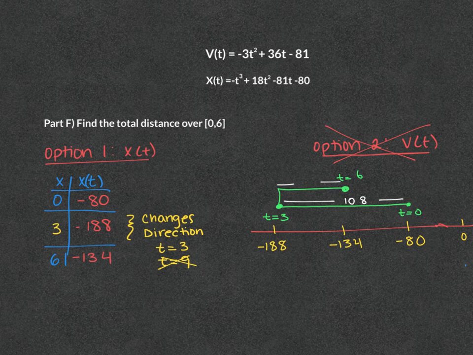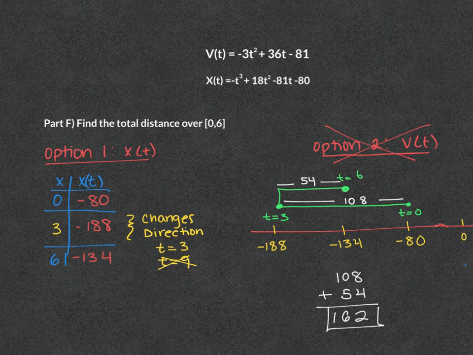And then we want to find the distance from 188 to 134. Again, you can disregard the negatives and just really subtract these two. So 188 minus 134 is just 54. And to find the total distance, we would add them. So 108 plus 54, and that gives you 162 for a total distance. All right, let's do the other option if you wanted to use the v of t function.